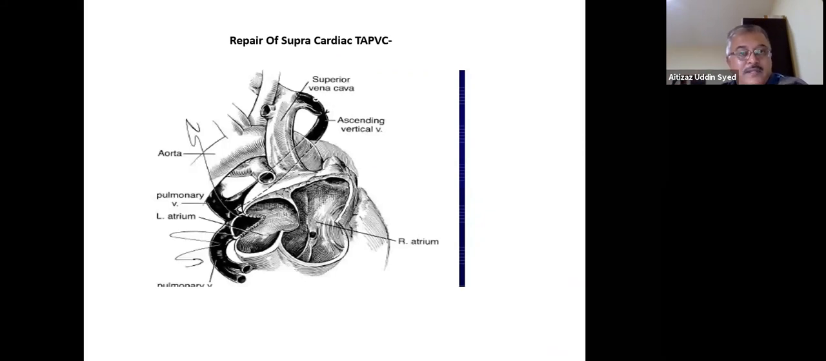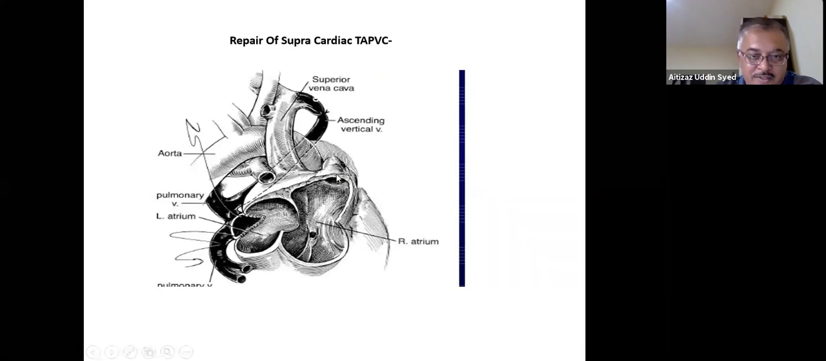Now we go to this. I will not go into smaller details of the bypass, but the easiest way is to perform a biatrial incision, after you have cannulated bicavally, SVC and IVC. So you start your incision just below the right atrial appendage and keep going right up to the left atrial appendage, and open it widely. So the chambers will be open in front of you.